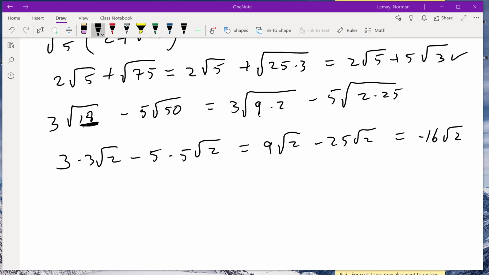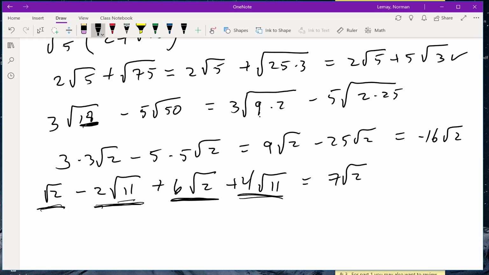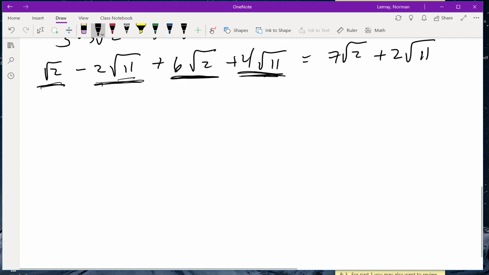All right, so let's take a look at the square root of 2 minus 2 square root of 11 plus 6 square root of 2 plus 4 square root of 11. So again, we have to make sure that we add apples with apples and oranges to oranges. So notice that the square root of 2 and the square root of 11, we cannot combine those. But I can combine this square root of 2 with this square root of 2, and let's note that we have a grand total of 7 times the square root of 2. And I can take this square root of 11 and combine it with this square root of 11, and notice that we get 2 square roots of 11.